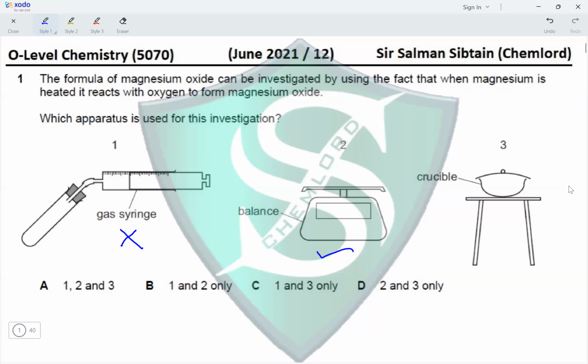So a weighing balance is required and a crucible over a tripod stand is also required because the heating will be done when magnesium will be placed in the crucible. So 2 and 3 are pieces of apparatus that are essential for our investigation, whereas 1 is not because there is no collection of gas involved. So this makes option D the correct option for our question.